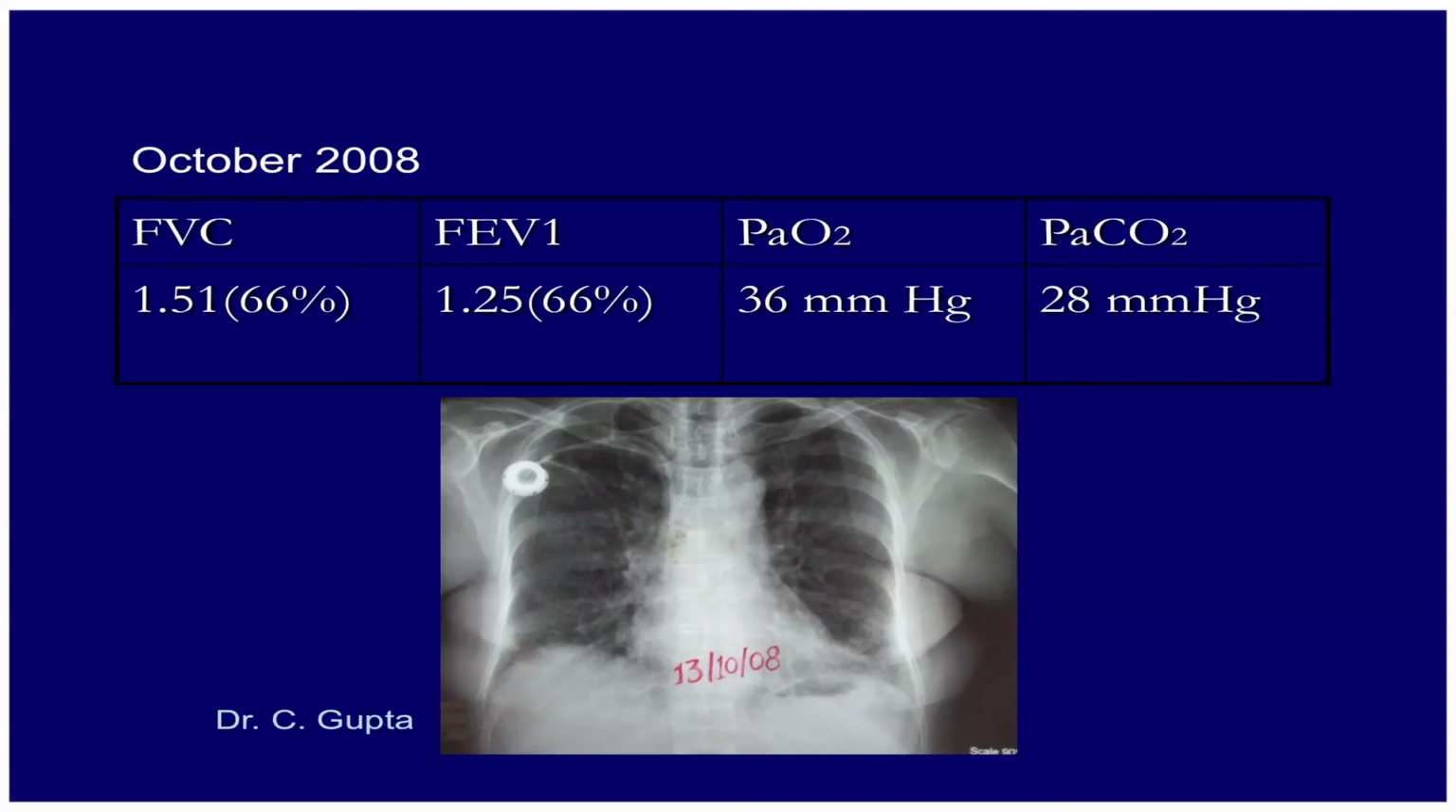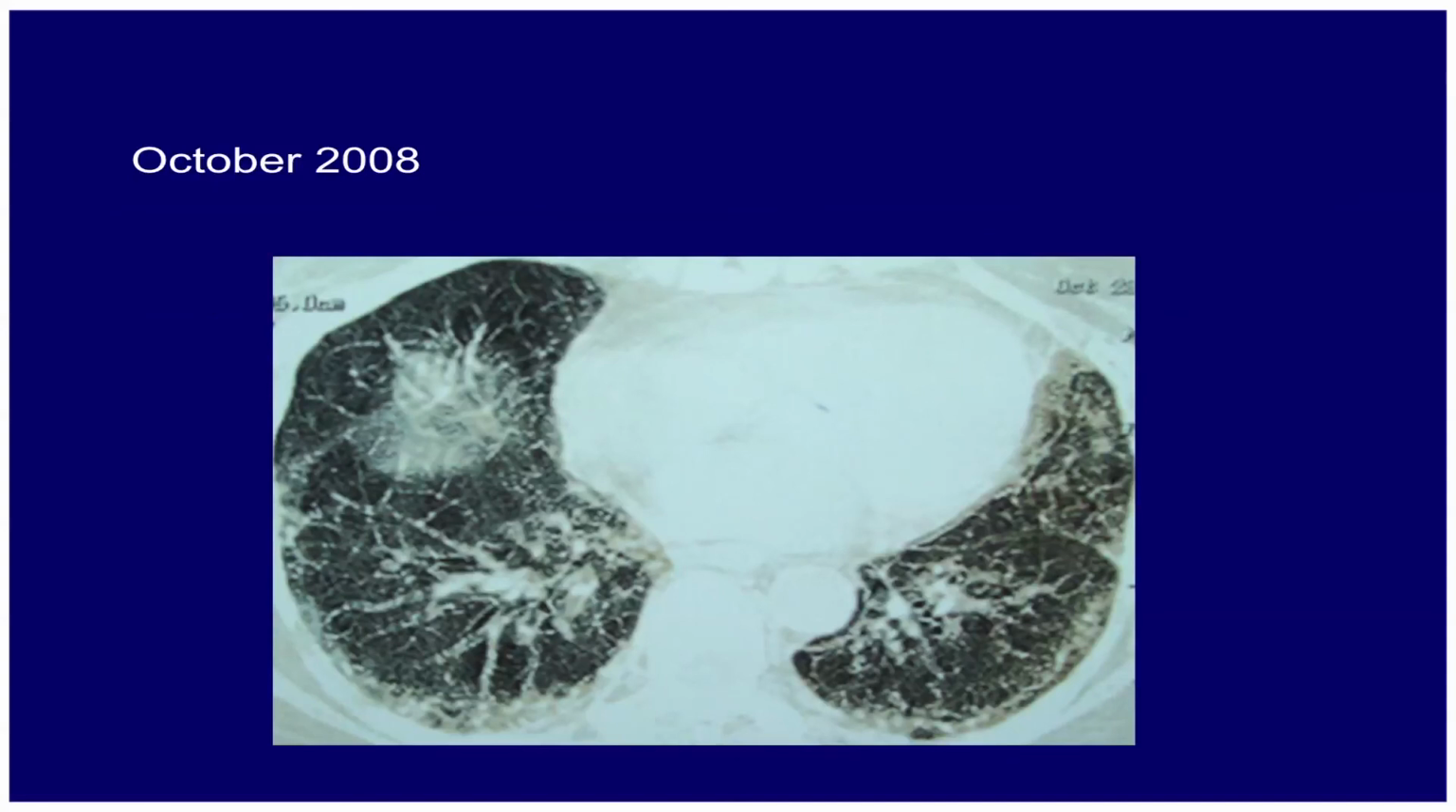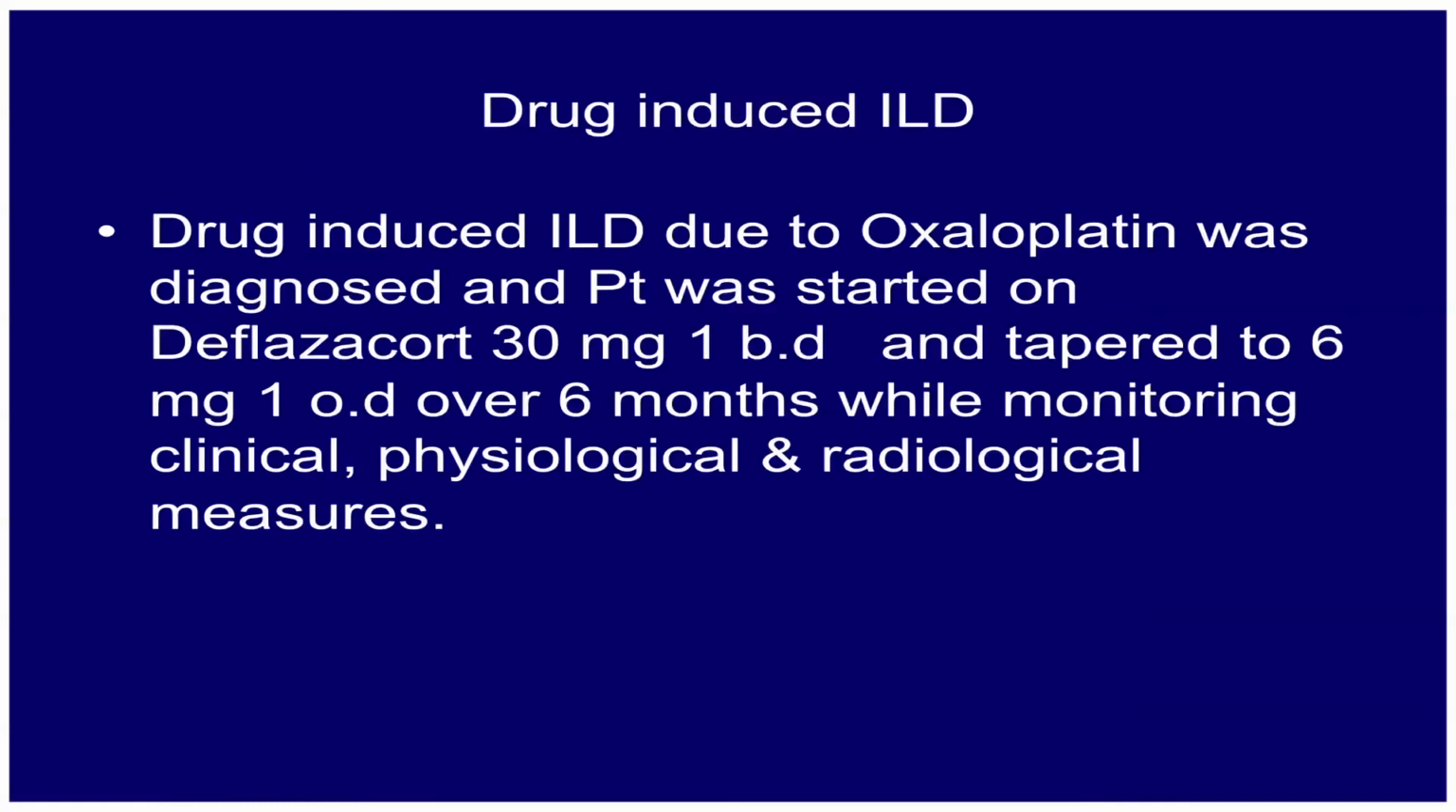FVC was about 66%, even PaO2 was very low, and if you see the CT picture, that shows very clearly a lot of honeycombing, a lot of interstitial shadows, and some ground glassing is also visible. So, we suspected pulmonary fibrosis, possibly induced by a cytotoxic drug. So, it was drug induced ILD. Whenever we see ILD, always try to take a history of drug intake.